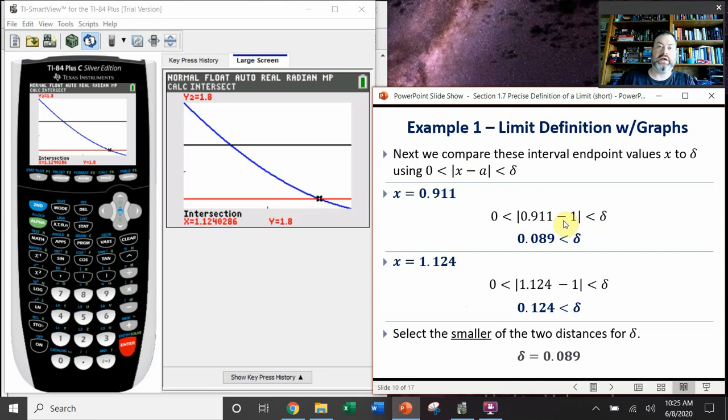Notice we need to use absolute value here, right? This is that thing I told you about. If you forget the absolute value, this is going to be negative, and it doesn't work if it's negative. Okay, so just be careful.